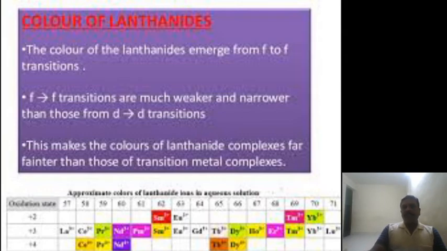So f-f transitions are much weaker and narrower than those of the d-d transitions. Here electrons go from an f orbital to another f orbital, from the ground state to the excited state, so it is called the f-f transition. This makes the colors of the lanthanide complexes far fainter than those of the transition metal complexes. Here we can see some examples showing different colors. A lanthanide having unpaired electrons can absorb light from the visible region, and only then can it show color.